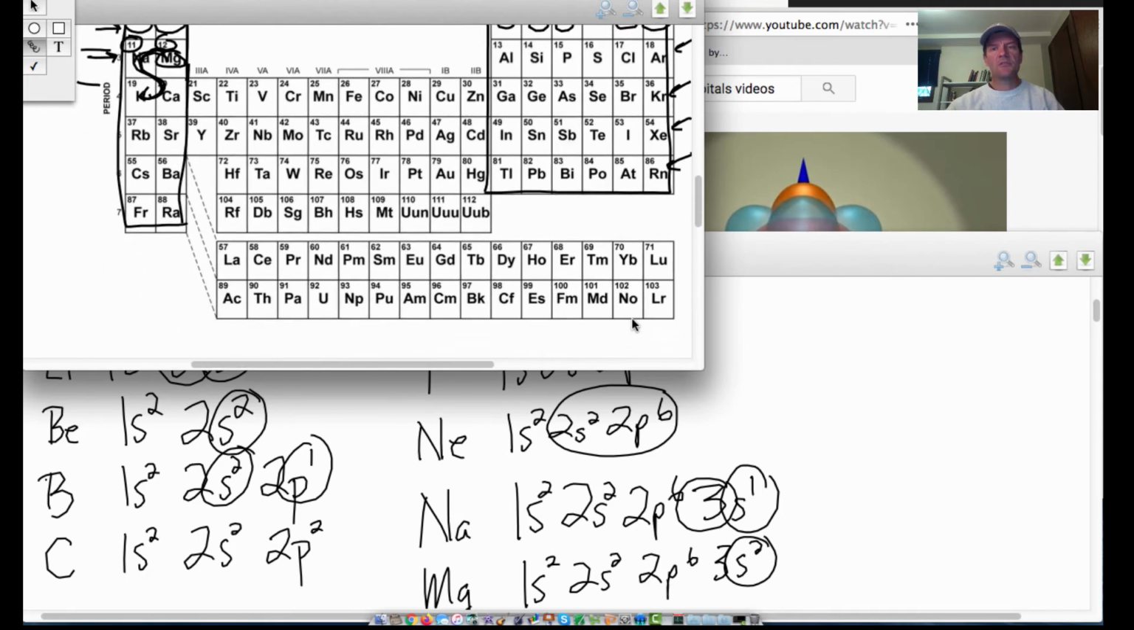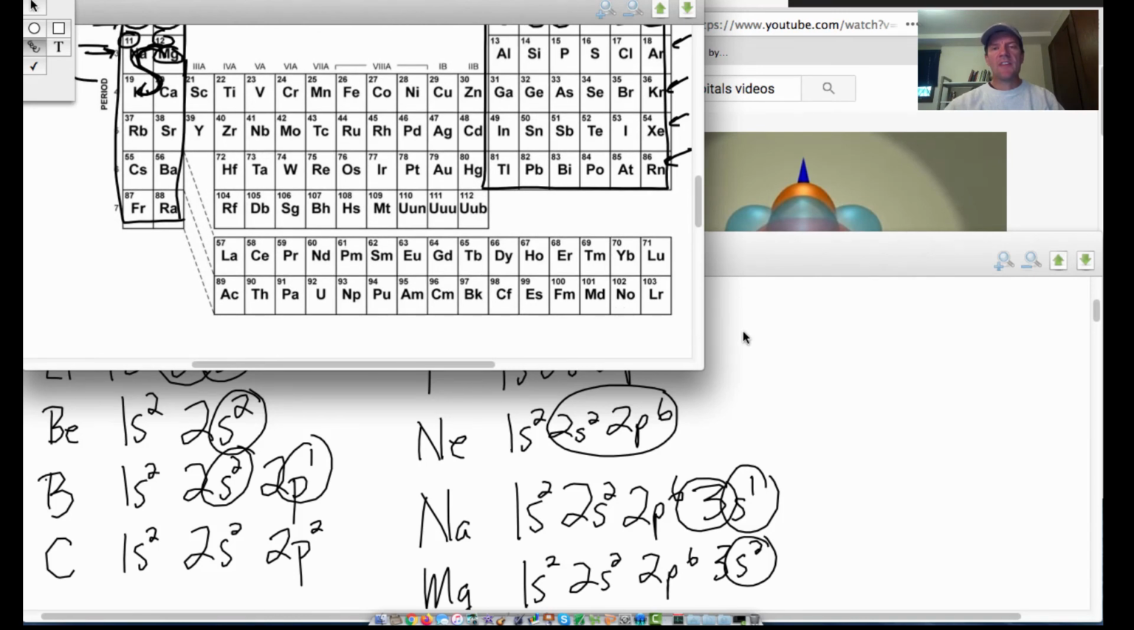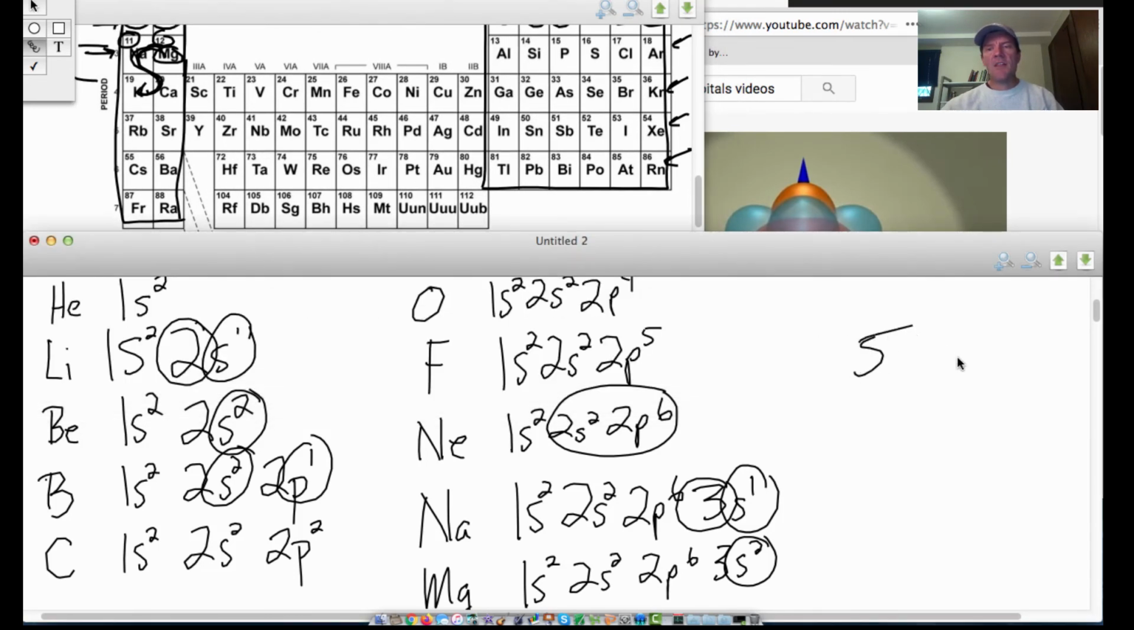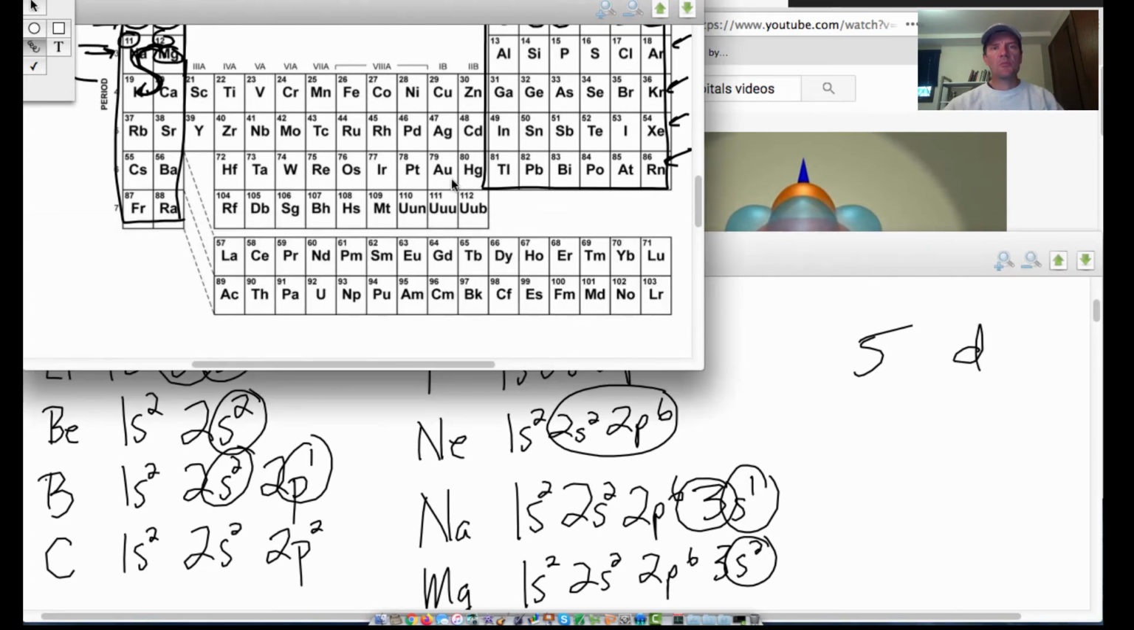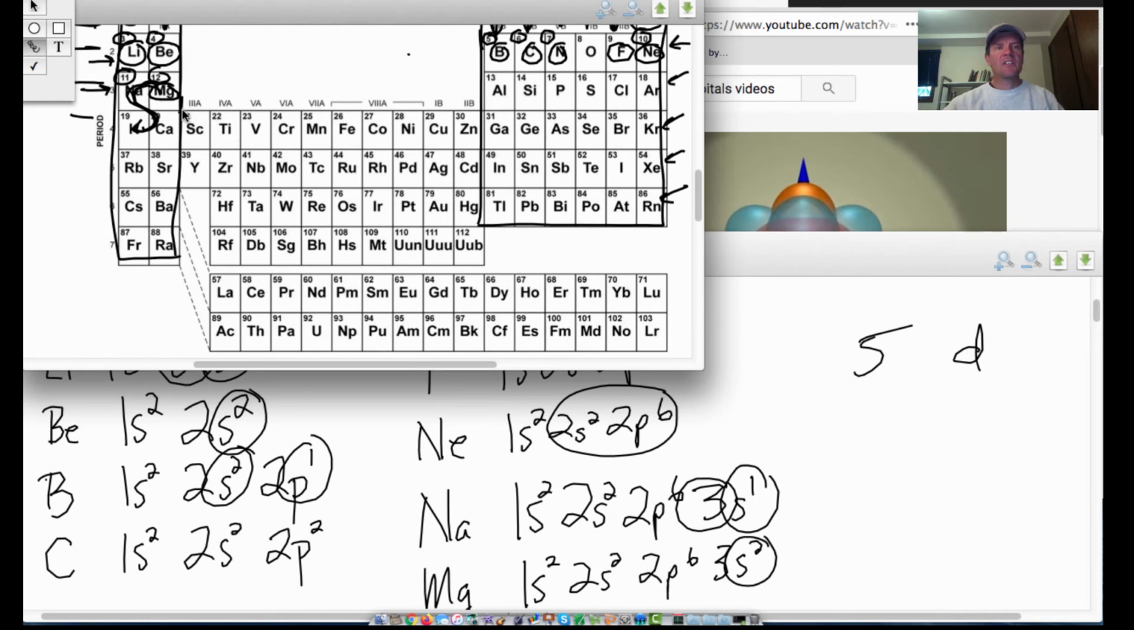Now I told you that there are d orbitals, and there are 5 of them. There are 5 different d orbitals. This is the region where we're filling the d orbitals, so we're filling the d orbitals here in this block right there. How many d orbitals are there? 5. 2 electrons in each. 2 times 5 is 10. Look what we have here: 10 columns. 1, 2, 3, 4, 5, 6, 7, 8, 9, 10. That's where you're filling the d orbitals.